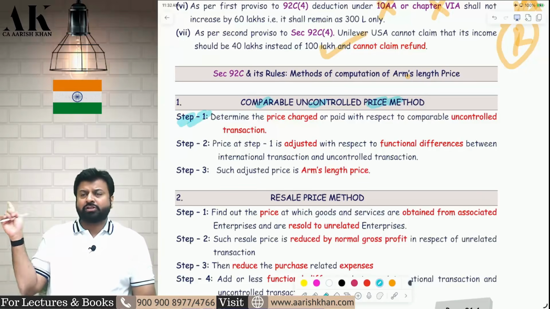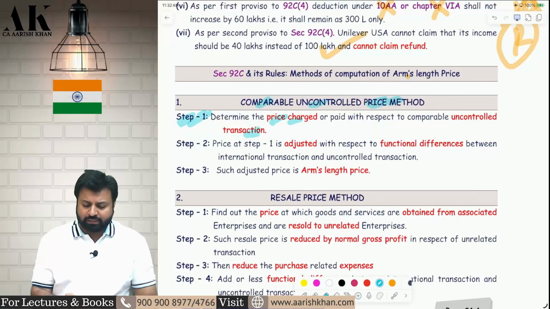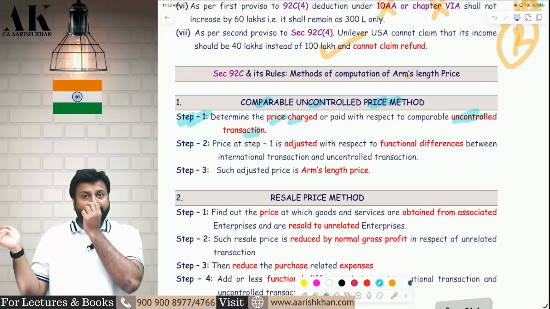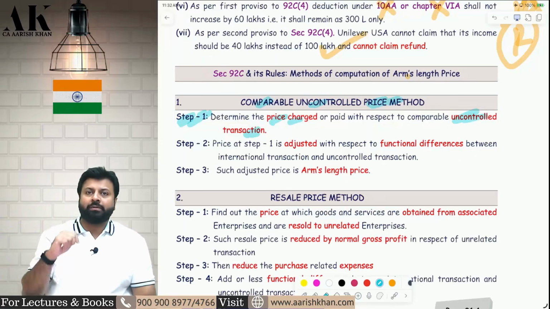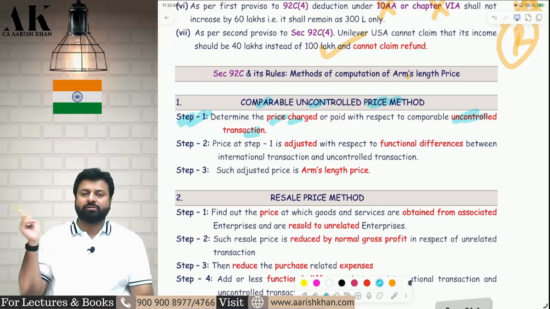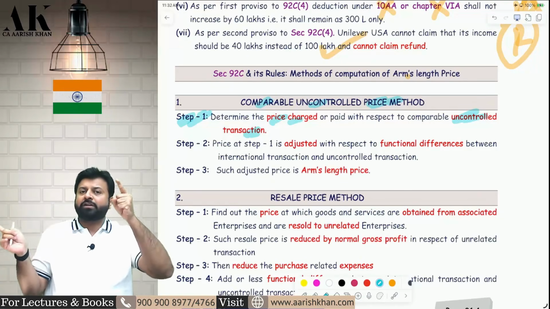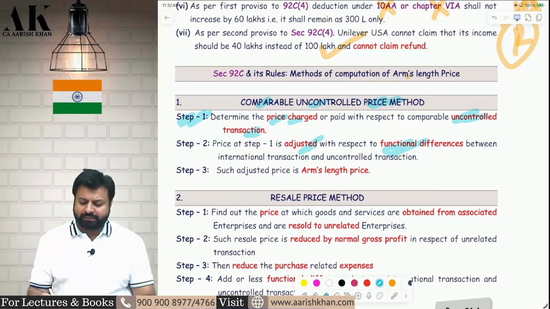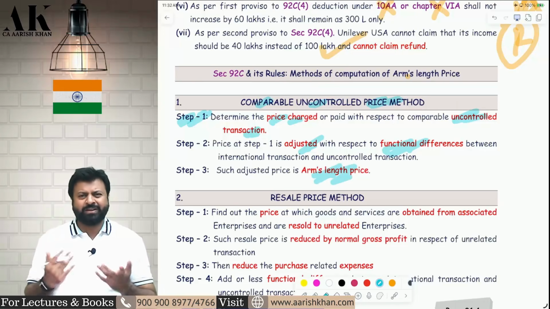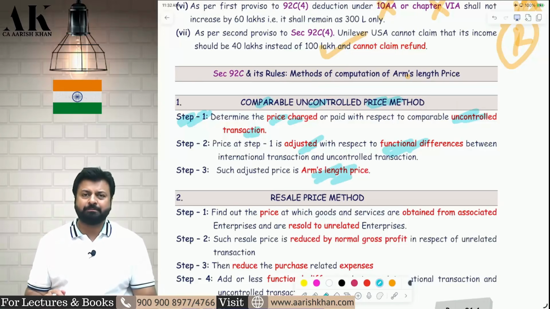Now, step number 1 in comparable uncontrolled price. You need to find out the price charged or paid with respect to the uncontrolled transaction. That is, find out the third party price. So you are selling to a third party for 3,000, to your associate enterprise you are selling for 2,000. So take 3,000 as the base price and then find out the functional difference between both of them. Whatever the functional difference is, you have to add or subtract it in the third party price. Then you will get your arm's length price. Very simple method, nothing great as such.